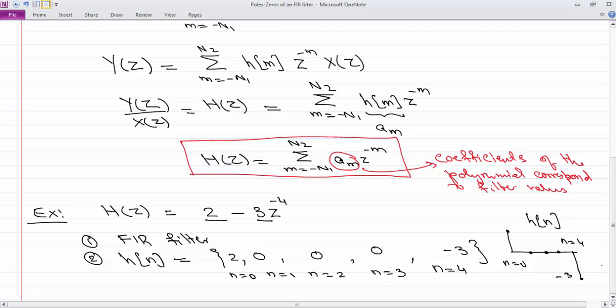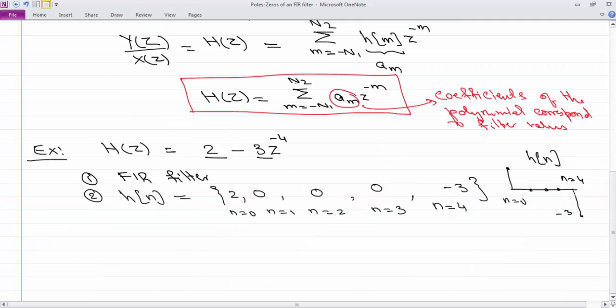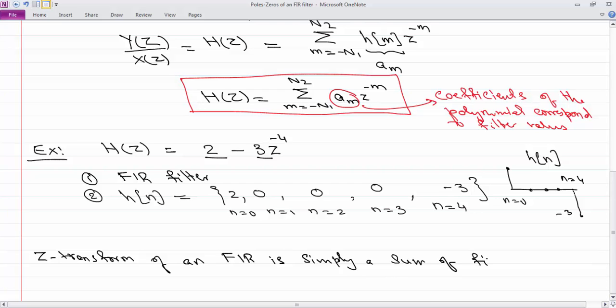Now the other thing we started with is that an FIR filter has no poles except at z equal to 0 or z equal to infinity. So how do we verify that? Well, we again look at this red blocked equation. The one thing we note is that this is a sum of finite terms, right? So the Z transform of an FIR filter is simply a sum of finite terms.